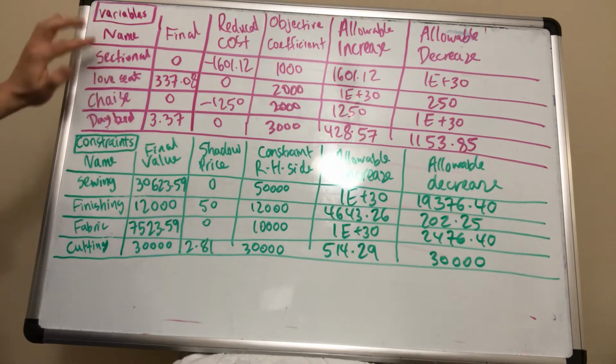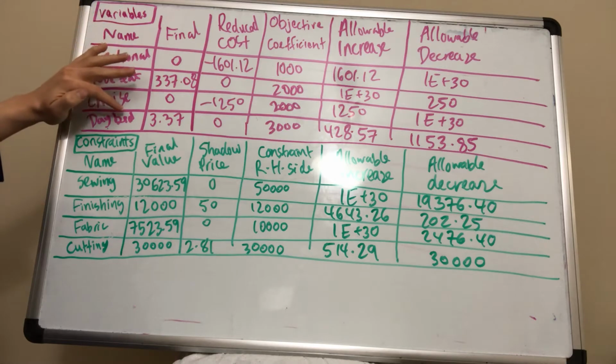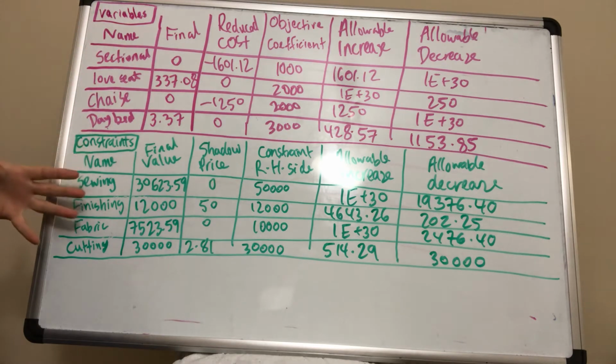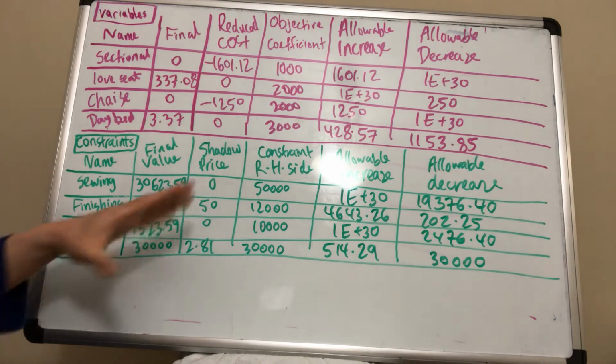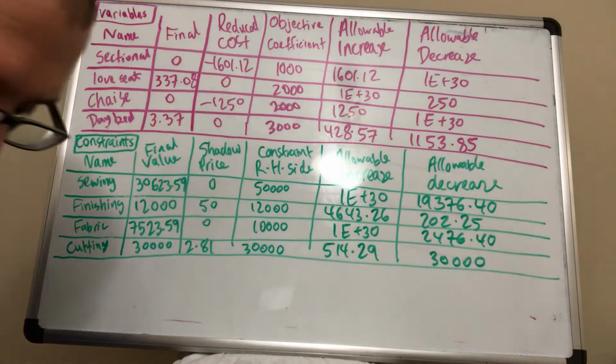Variables, there are four variables. You have the name, its number of sectional, love seat, chassis, and daybed. For the constraints, you also have four. You have the name, sewing, finishing, fabric, cutting. You have all kinds of numbers.